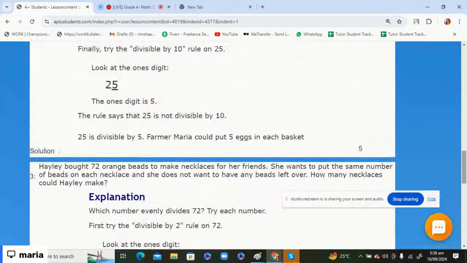First of all, you always choose the smallest one, like 2, and then move to the bigger number like 4, mostly 5 or 10.